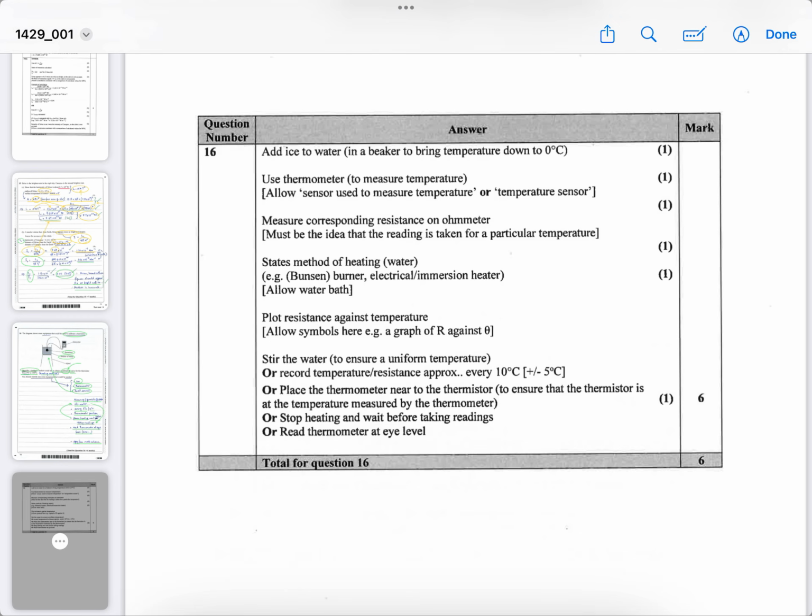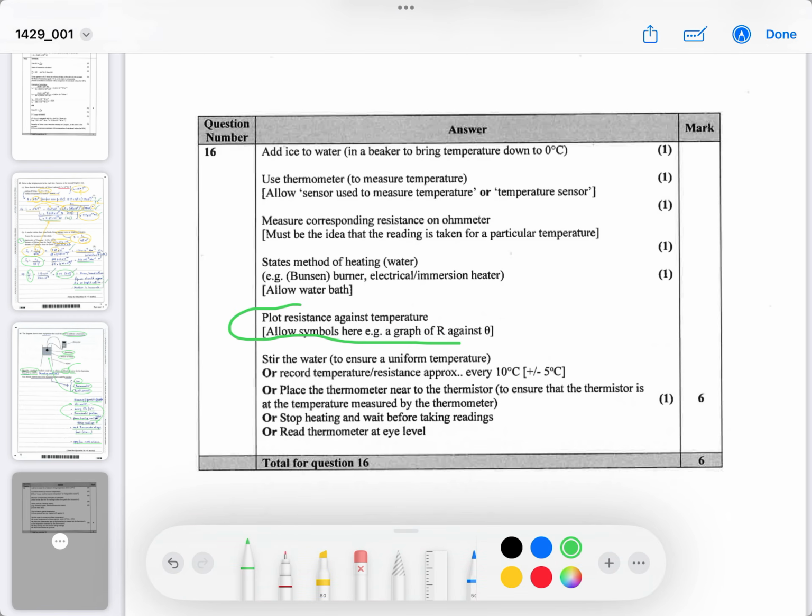State the method of heating, either a Bunsen burner or an immersion heater you could use. It says allow a water bath. Okay? And then you plot the resistance against the temperature. You plot it, obviously, because you want to calibrate it. Yeah? Resistance against temperature. And these are the 6 marks for stirring the water, placing the thermometer. These are the accuracy marks that I was saying you should try to build in whenever you're doing an experimental write-up or a method. Okay, so hope you find that useful.